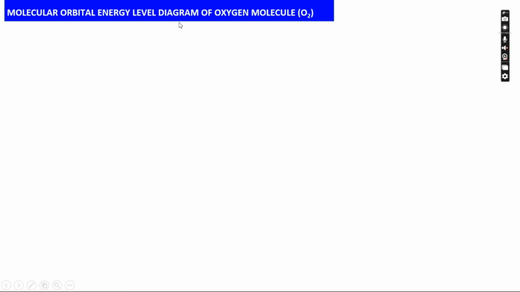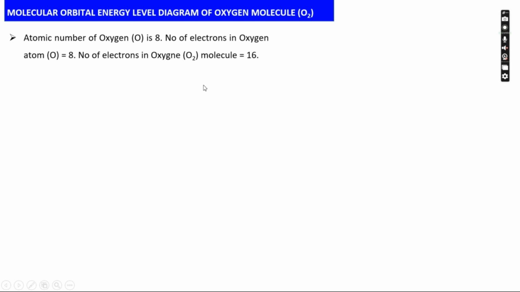Next, we will see the molecular orbital energy level diagram of the oxygen molecule. Similar to the nitrogen atom, the atomic number of the oxygen atom is 8. Therefore, the number of electrons present in an oxygen atom is 8. The number of electrons present in the O2 molecule is 16, just double. The electronic configuration of the oxygen atom is 1s2, 2s2, 2p4.